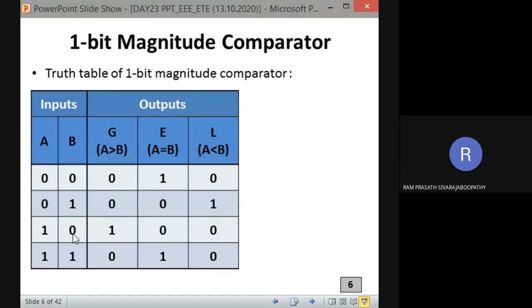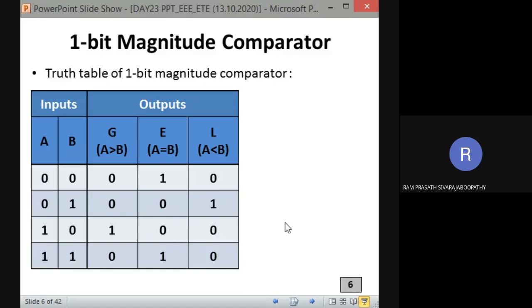Now 1, 0. What does 1, 0 mean? A is greater than B. So G is equal to 1. What about the last condition? Again it is 1, 1. So 1, 1 means both are equal. So E must be 1.